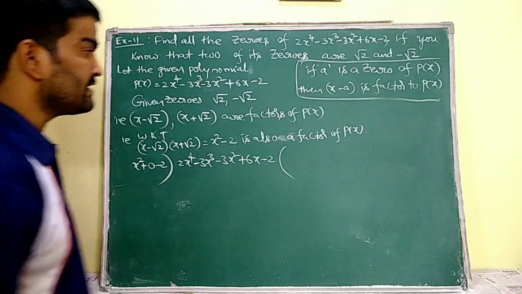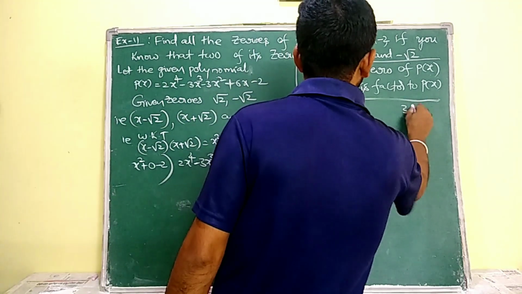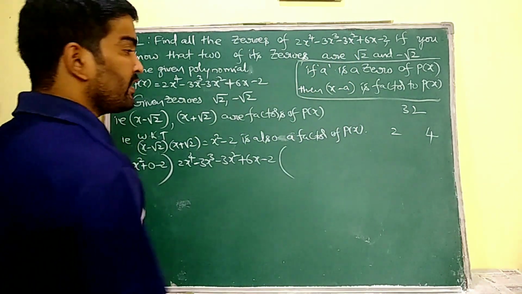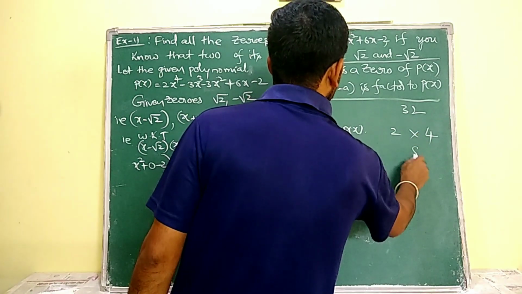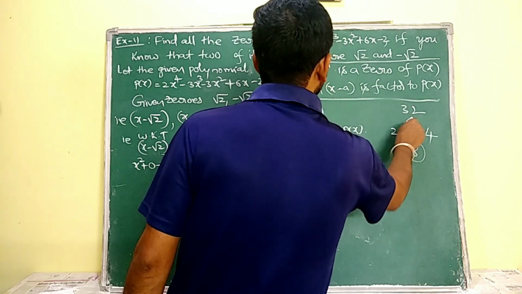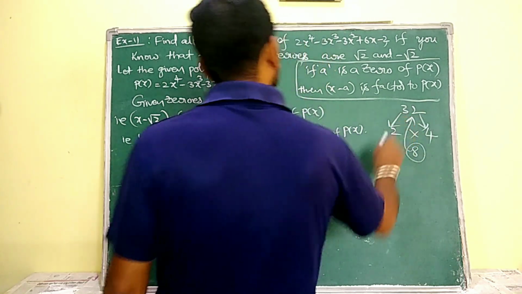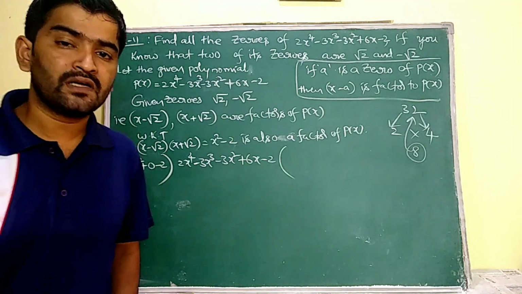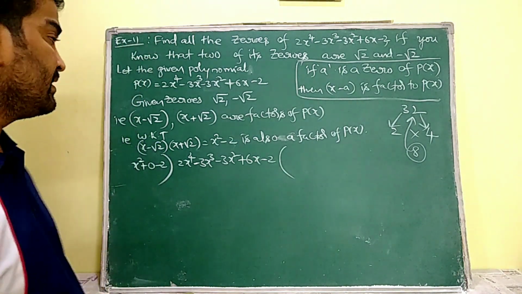And now listen, for 32, 2 is a factor, 4 is a factor, and the product of 2 and 4, that is 8, is also a factor of 32. That means the product of factors is also a factor of the given polynomial.